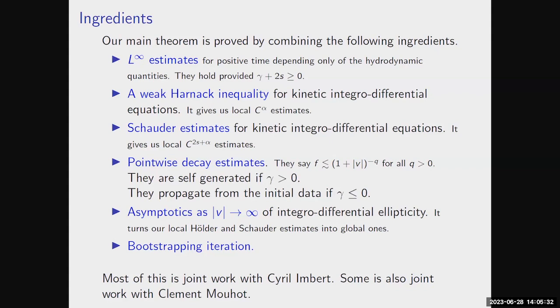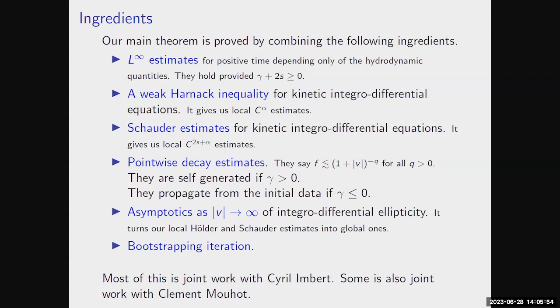Then the second step is an integro-differential kinetic version of the Harnack inequality of the De Giorgi-Nash-Moser theorem, and that gives us local Hölder estimates for solutions of the Boltzmann equation. The third step is Schauder estimates to get higher regularity estimates.